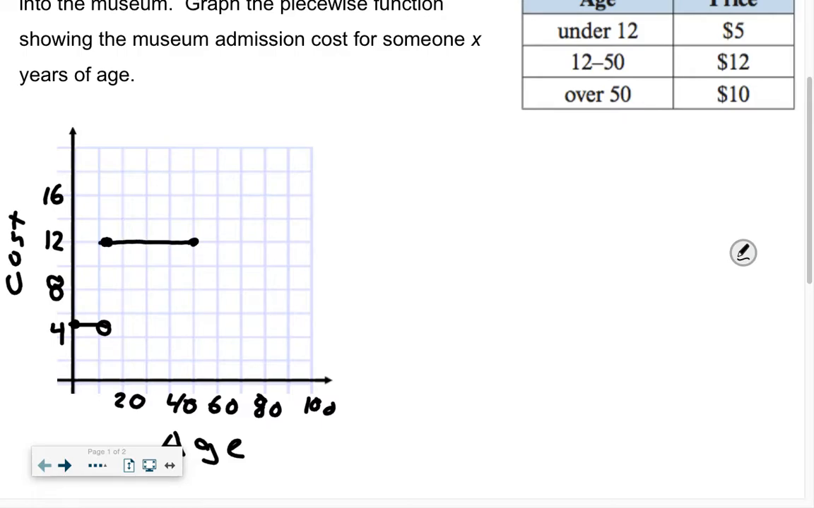There's that one. And then if we go over 50, it's going to be 10. So open circle at 10, going all the way to the right. And there's our piecewise function. Intervals, again, between 0 and 12, 12 to 50, and then 50 and up.